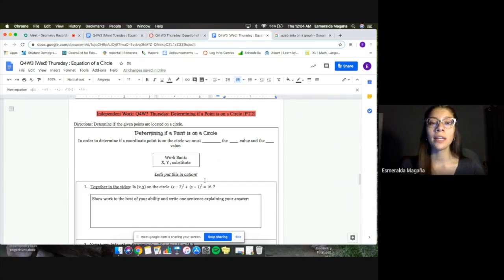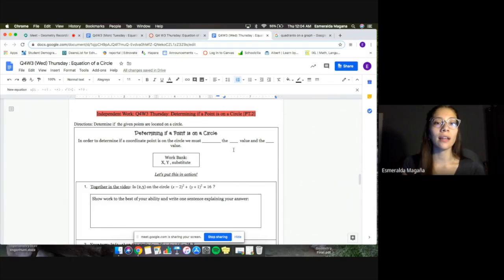Some of you got it right, but it was a little tricky because I did put either coordinate points in the circle or coordinate points on the circle. In this case, it is coordinate points on the circle. So in order for us to determine if the coordinate point that is given to us is on the circle, we need to substitute the y and the x value.